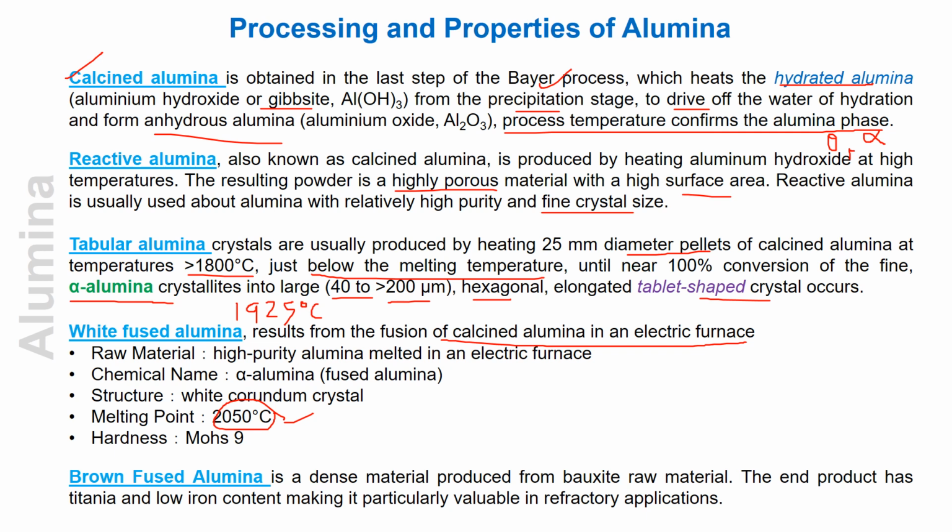Brown fused alumina is a dense material produced from bauxite raw material. The starting material is bauxite, not the calcined alumina. The end product has relatively high titania, near to 3%, and low iron content, making it particularly valuable in refractory applications.